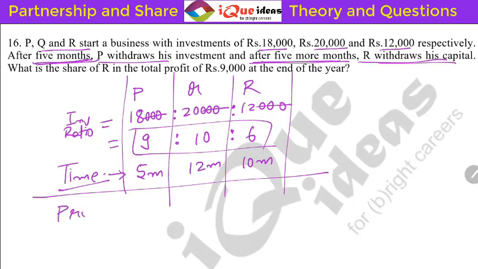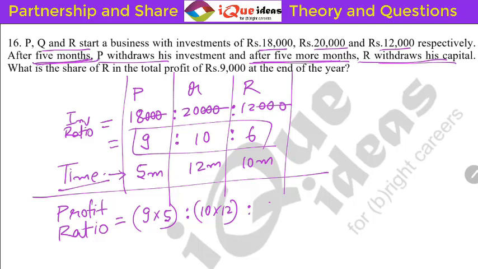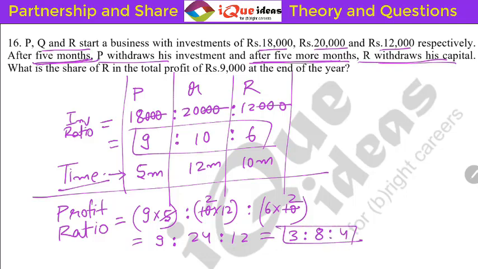So the profit ratio, which will be calculated as the product of investment and time, will be, for P, 9 into 5, for Q 10 into 12, and for R 6 into 10. As you can see, 5 cancels 5 here, 10 2 times and 10 2 times. Then 9 is to 12 into 2 is 24, 6 into 2 is 12. You can divide by 3 also, so it becomes 3 is to 8 is to 4. This is the final ratio of profit. Now what is the question? What is the share of R in the total profit of 9,000?